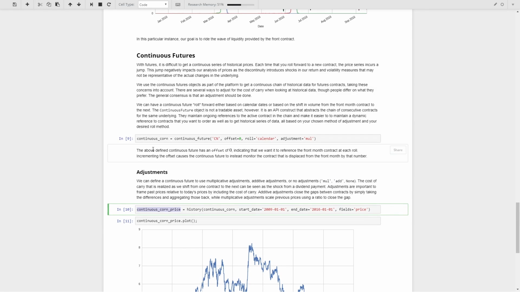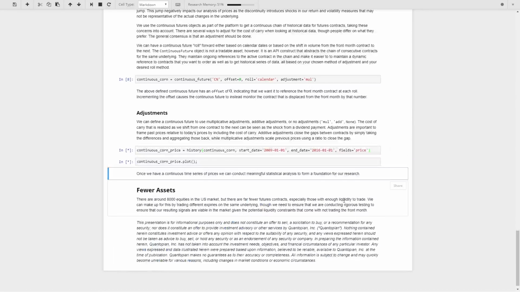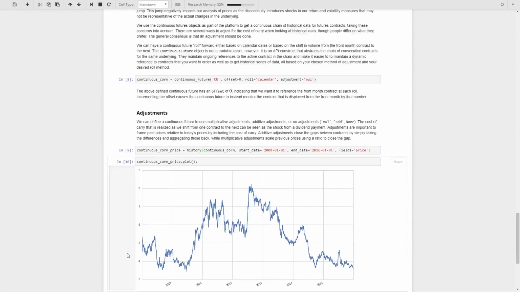So let's say that we take this continuous corn object that we defined above, and we'll just call this history function on it to get this continuous front month corn price from 2009 to 2016. And if we plot that, we see that we get this nice continuous series overall. If we didn't have this adjustment, then we would see gaps in these prices, which would mess everything up.